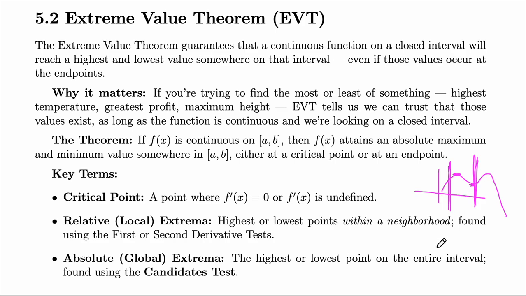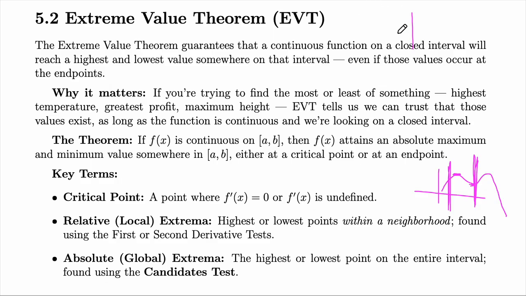Second key term you may need to know is just the difference in local extrema and global extrema. So local extrema is basically a max or min that's within a smaller area, whereas a global extrema is basically the highest or lowest point on the entire interval.